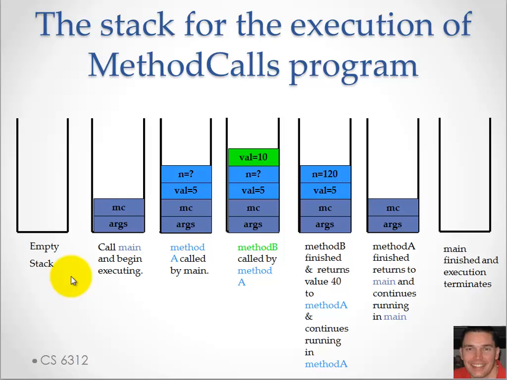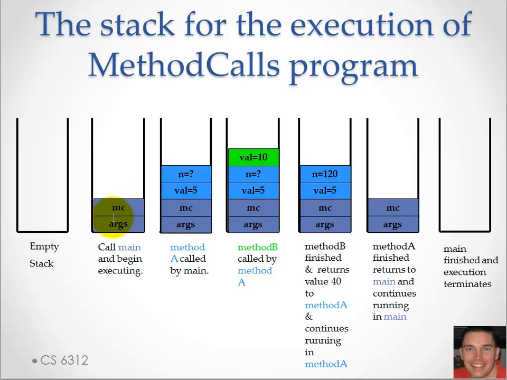You may want to have the other slide up to watch the order of execution. So we start off with an empty stack. When we call the main method and begin executing, it pushes our local variables on the stack, which are args, the command line arguments array, and mc, which is that local variable of the MethodCalls object. It pushes those on the stack.